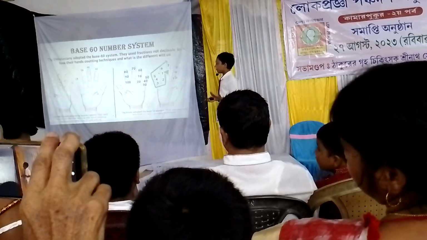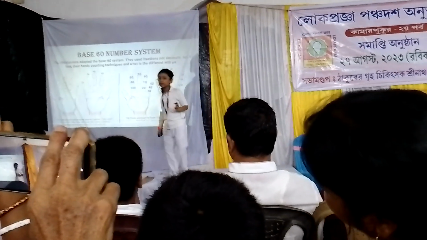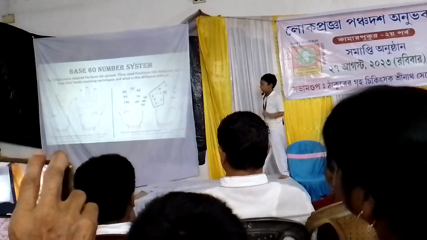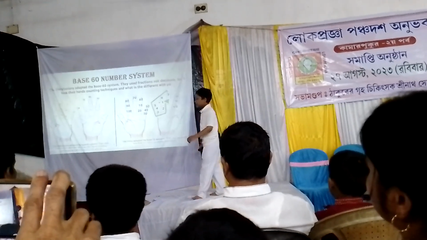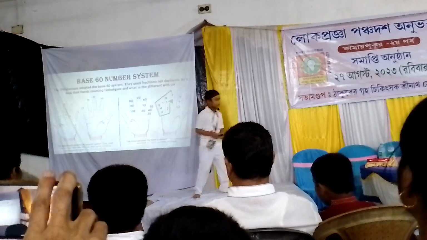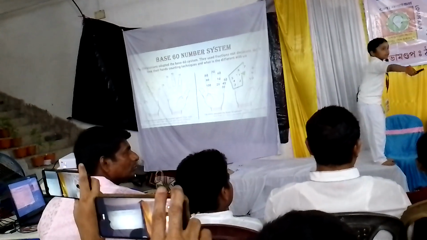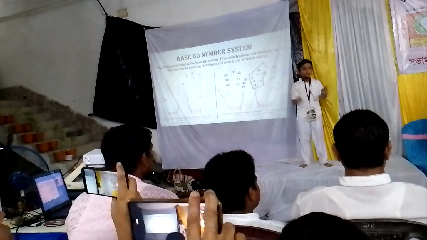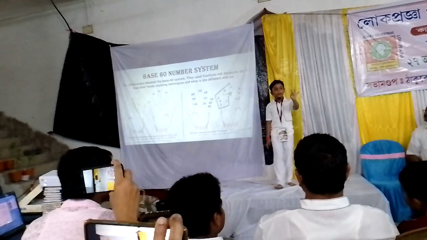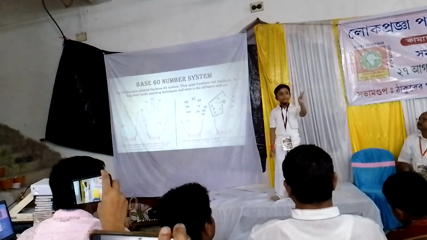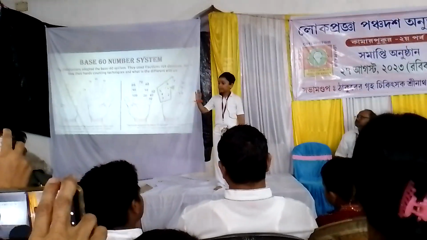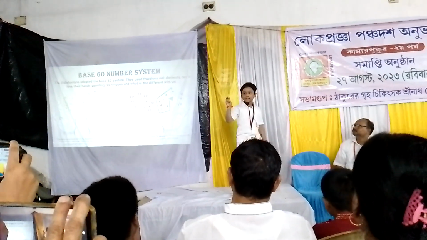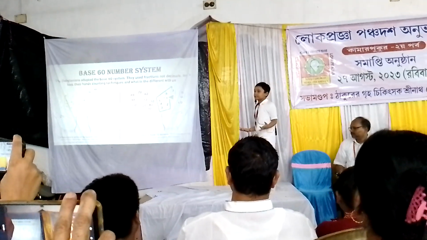The Babylonians adopted the base 60 system because they used fractions, not decimals. Let's look at their hand counting techniques and what is the difference with us. So they would count like this: 1, 2, 3, 4, 5, 6, 7, 8, 9, 10, 11, 12. Another multiple of 12, there is 24, then 36, then 48, and finally 60. That's why they adopted the base 60 system.